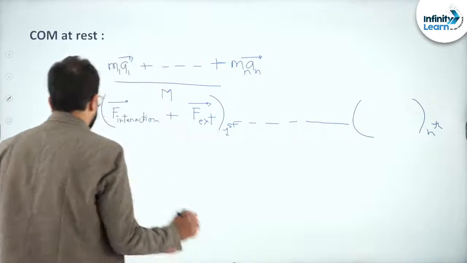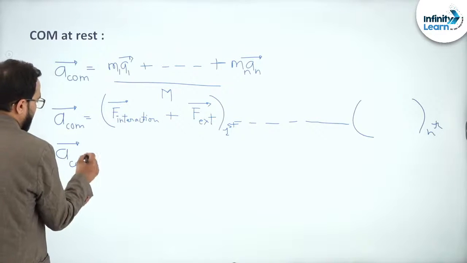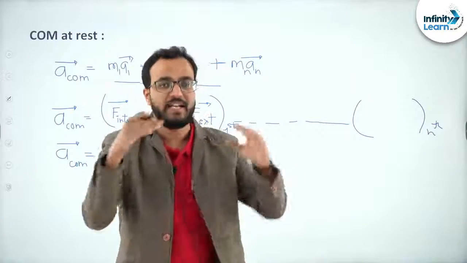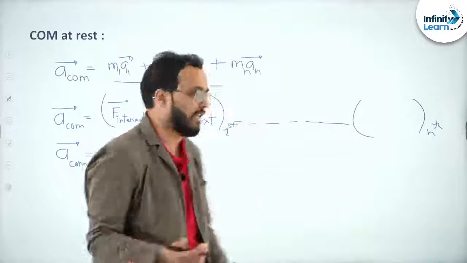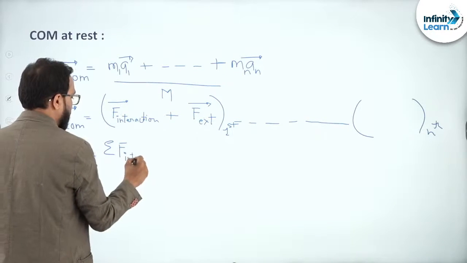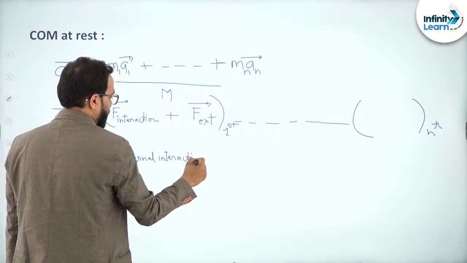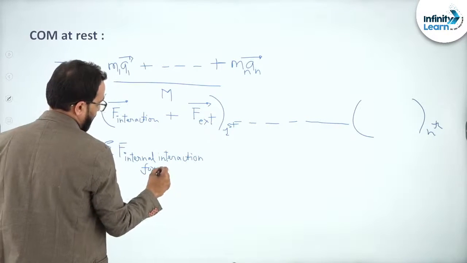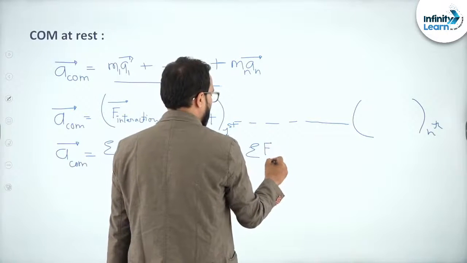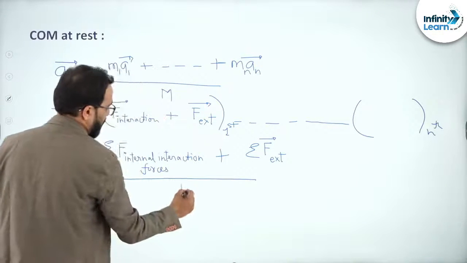Okay, students. Now let us understand what is the meaning. Total interaction force I am talking about. If I add all the forces of internal interaction, then what will I get? Let's understand this. Summation of all the internal interaction forces, plus summation of all the external forces, upon total mass m.